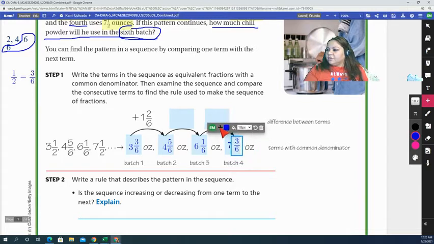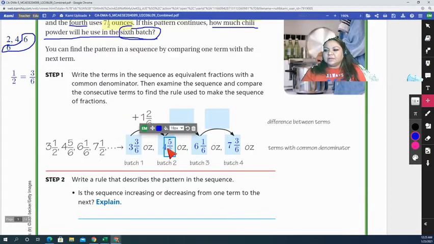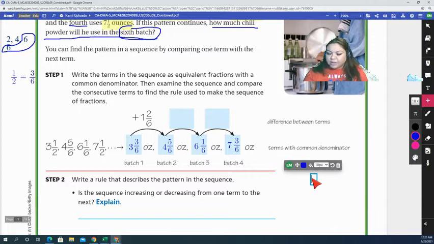So if you can see here, we have all of our numbers using the same denominator so that we can compare. Now we're going to find the difference. From 3 and 3/6 to 4 and 5/6, what is the difference? So what I can do is just subtract the smaller number from the biggest number. If I'm going from smaller to larger, that means I'm adding a fraction each time. But in order to figure this out, I'm going to subtract 4 and 5/6.